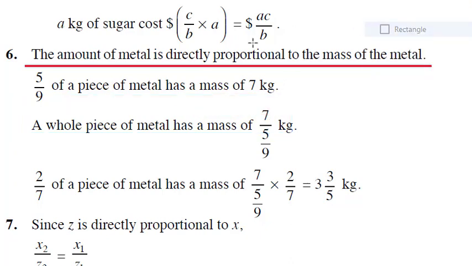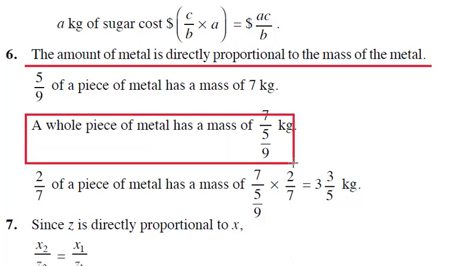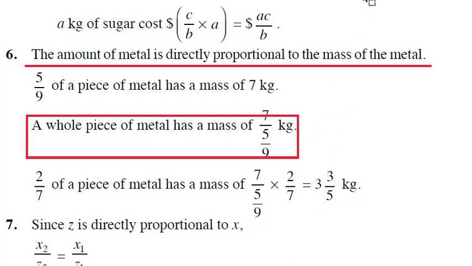And 2/7 of a piece of metal has a mass of 2/7 multiplied with that. Calculate this, then you will get the result 3 and 3 over 5, or you may use the decimal values here. Both are correct.